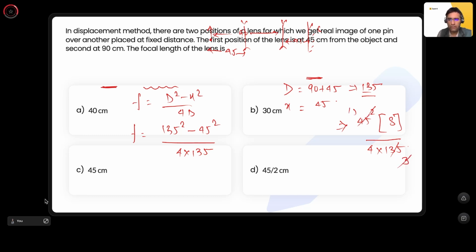This will be 15 and this will be 2. So the answer comes out to be 30 centimeter. So again, a purely formula based question.